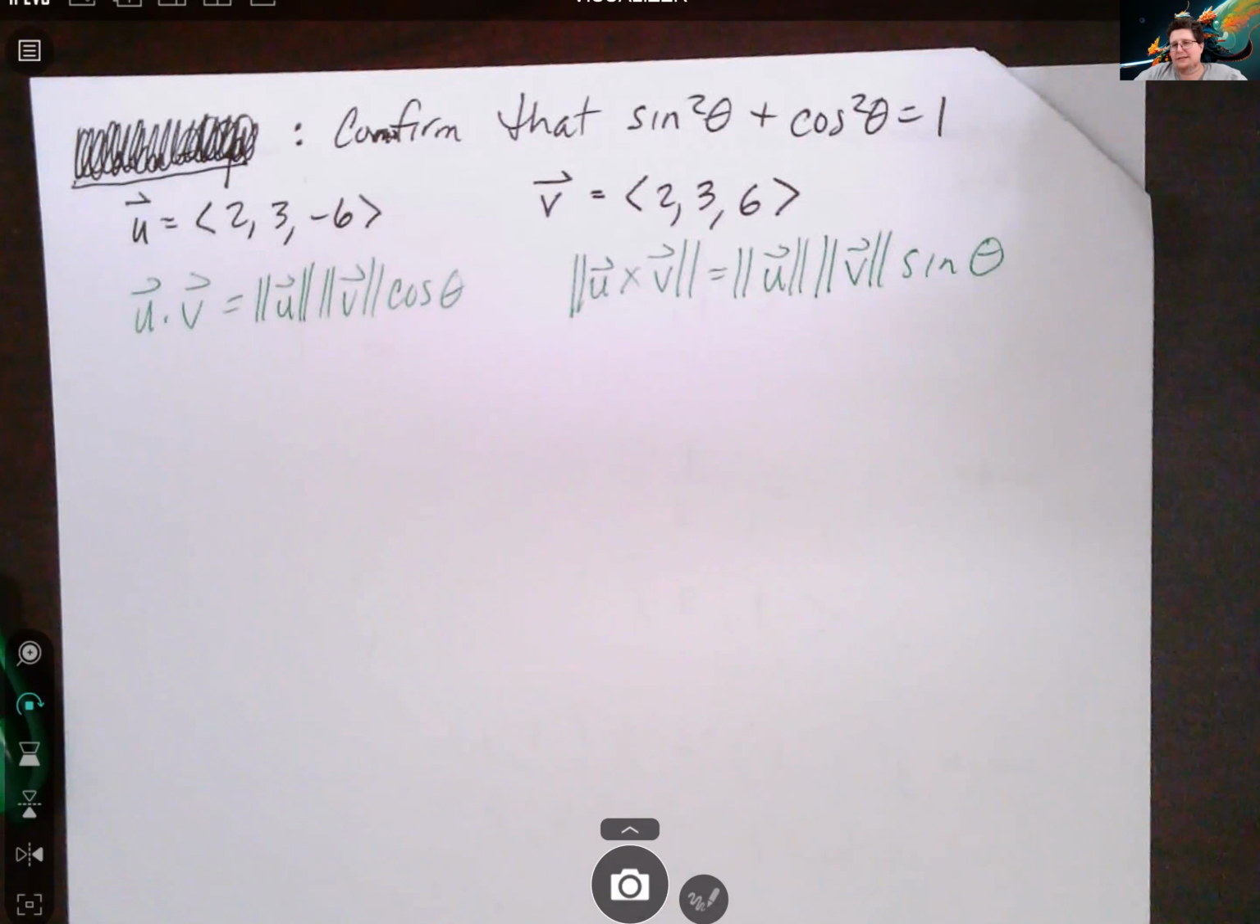Let's go with 5, negative 2, 1. 4, negative 1, 1. 1, negative 1, 0.